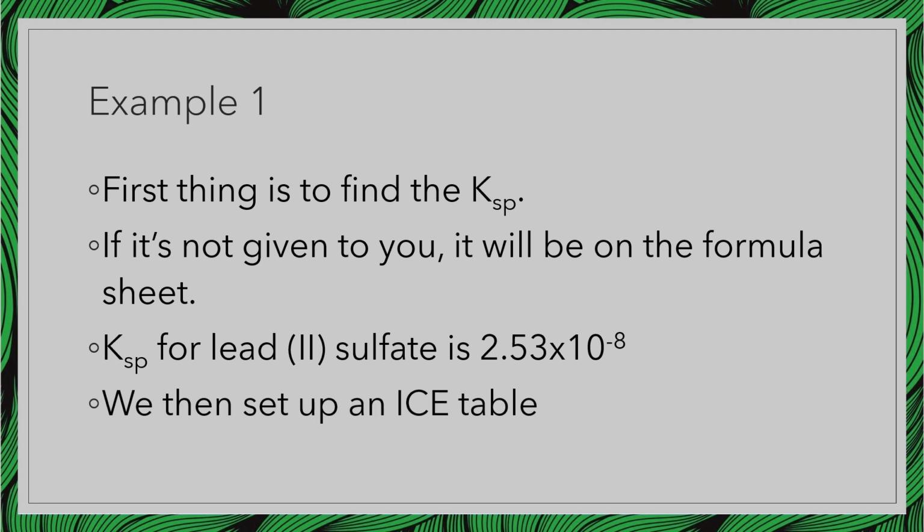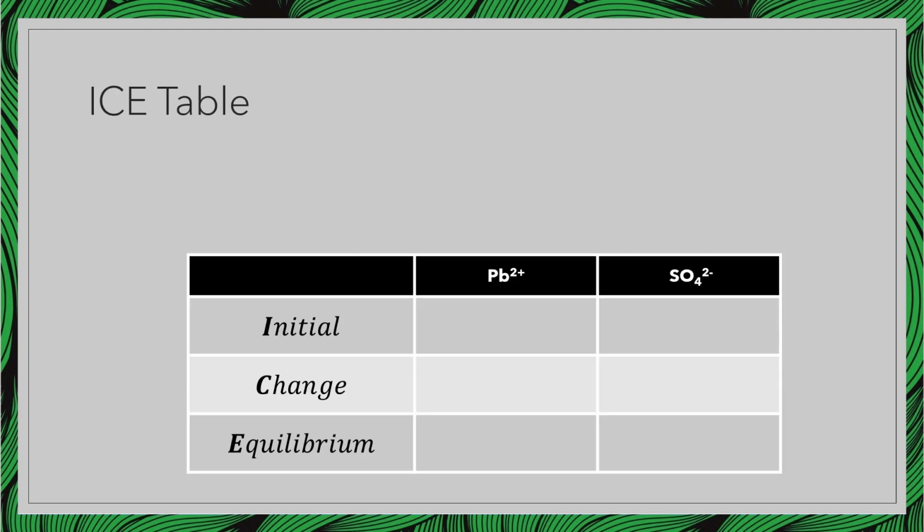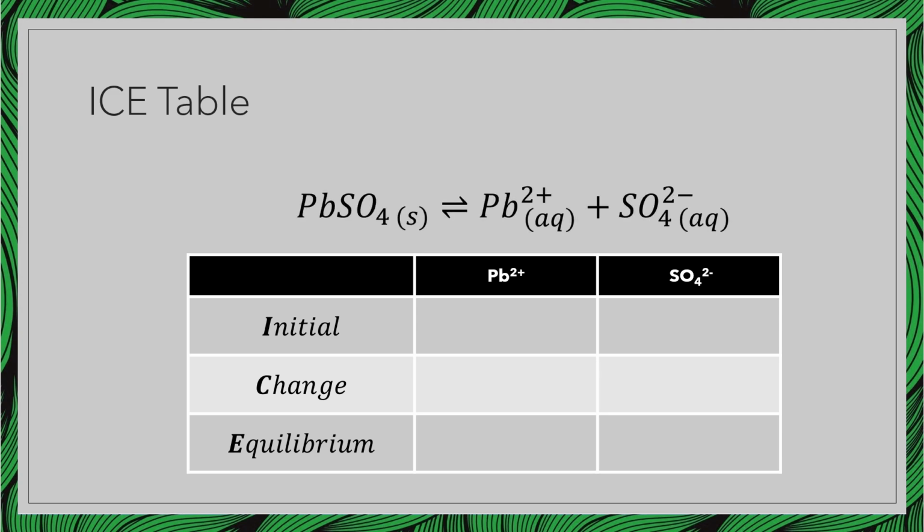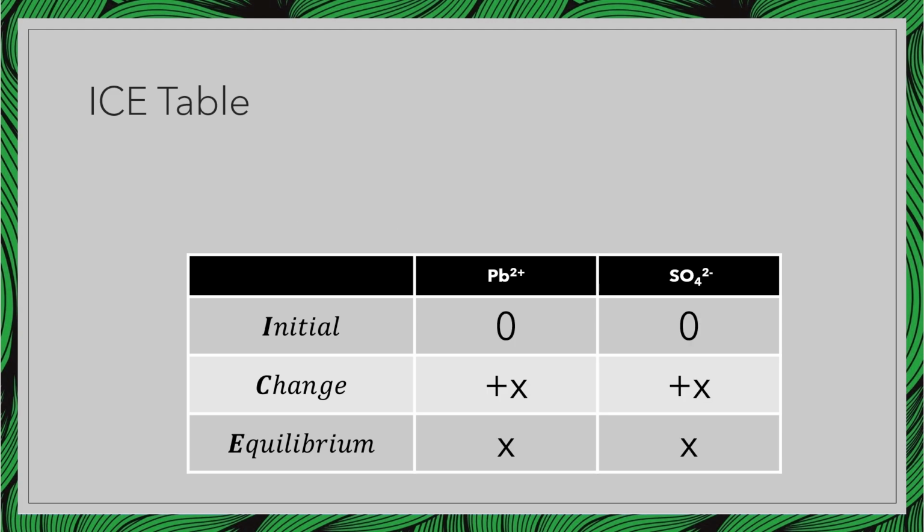We can then set up an ICE table. So we know that at the beginning, we only have lead(II) sulfate solid. And it dissociates into lead(II) ions and sulfate ions. Okay, 1 to 1, nice and easy. So initially, there's going to be no ions because we've added a solid, it hasn't dissolved yet. The lead and the sulfate will change, and they change in equivalent amounts because they're 1 to 1. And so therefore, at equilibrium, it's just going to be X. So the equilibrium concentration is just going to be X for both lead and sulfate.